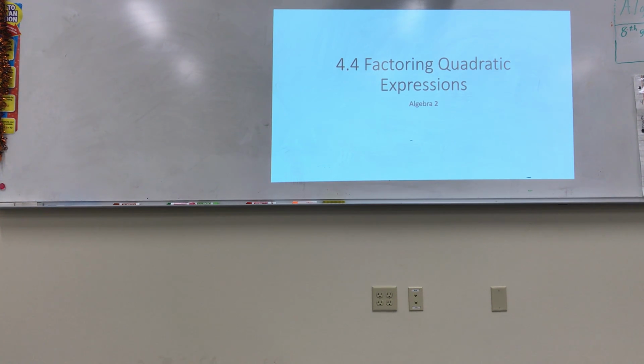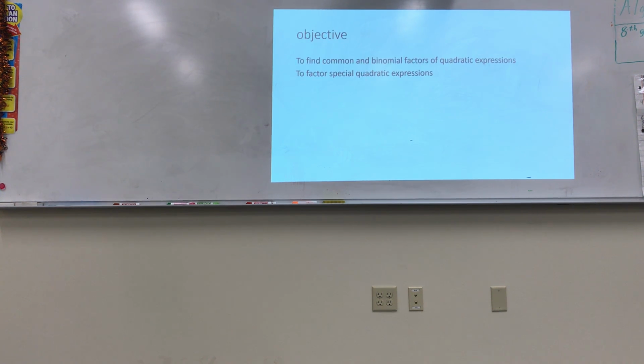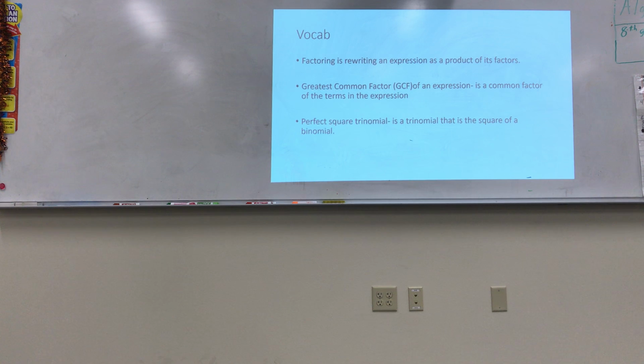Hi there, Algebra 2, 4.4, factoring quadratic expressions. To find common and binomial factors of quadratic expressions, to factor special quadratic expressions. Factoring is rewriting an expression as a product of its factors. Greatest common factor of an expression is a common factor of the terms in the expression. Perfect square trinomial is a trinomial that is the square of a binomial.